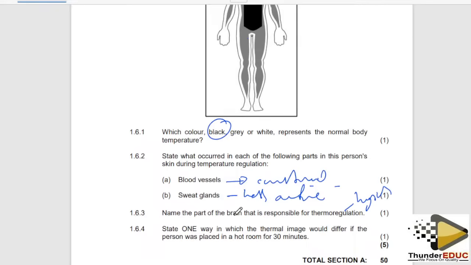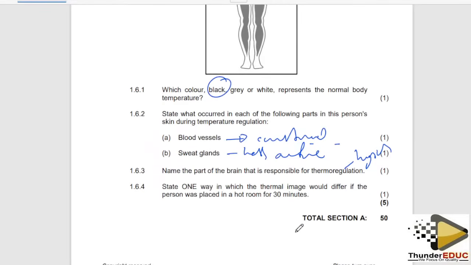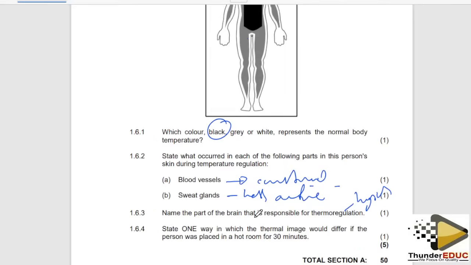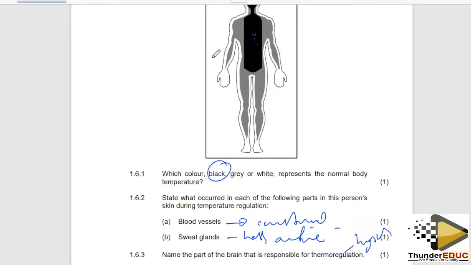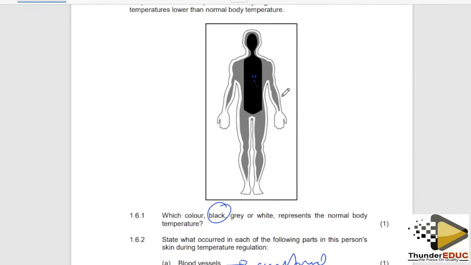Name the part of the brain. State one way in which the thermal image would differ if the person was placed in a hot room for 30 minutes. So how will it differ? Definitely, these light colors will become much darker because heat is being absorbed from the surrounding.